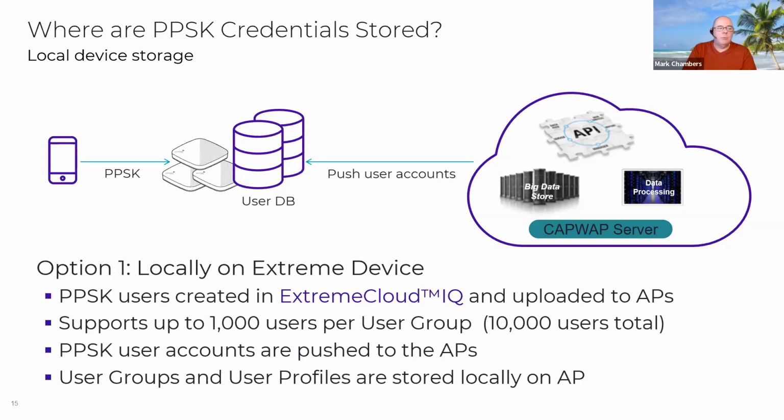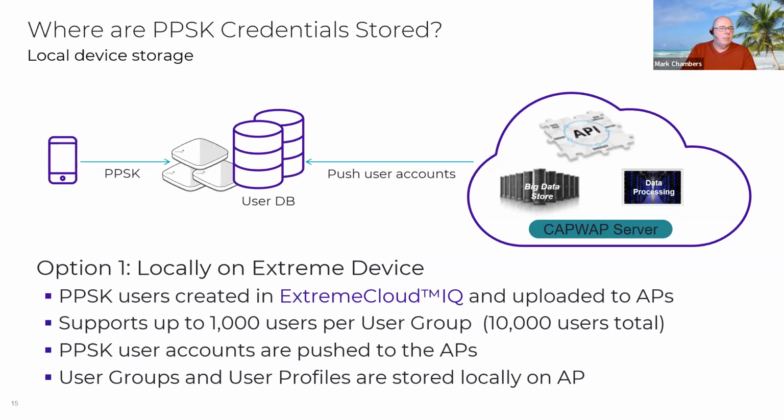If we look at the first one, when we say local on the Extreme device, we create them in XIQ. We then push all of these pre-shared keys out to the access points. The access points can store up to 10,000, in groups of 1,000 per user group, on a single access point or across an area. Each access point will store those, and they are available when you use this command. As I did mention, you would build these in the cloud, but when we store them locally, they have to be pushed.